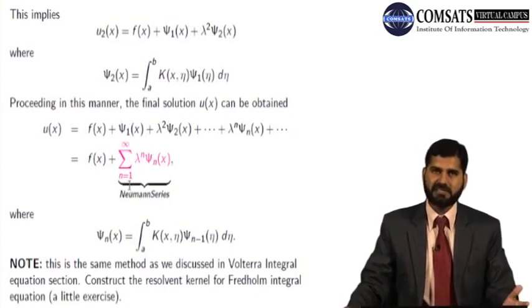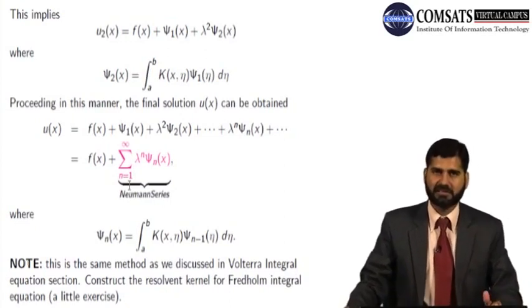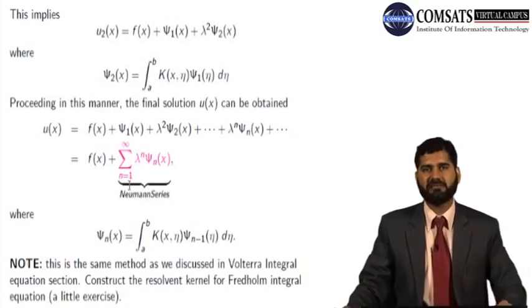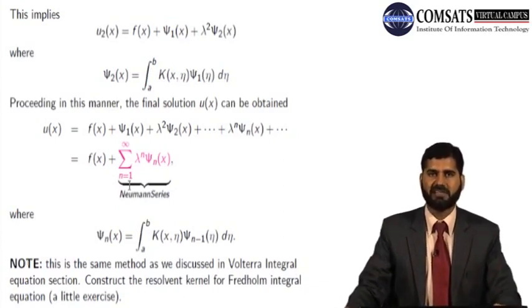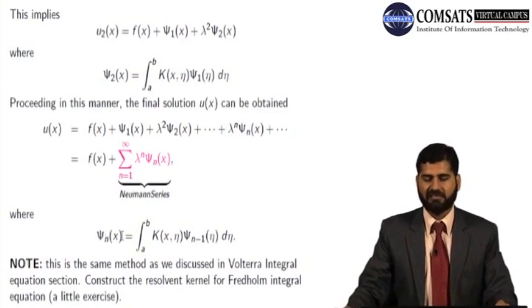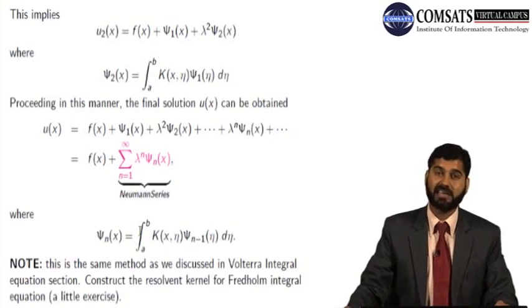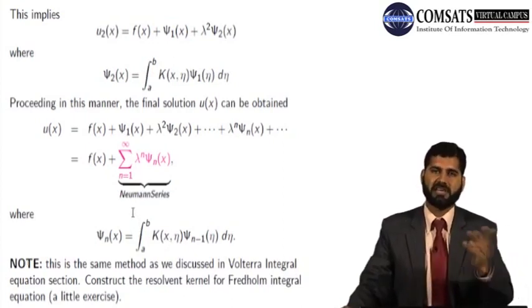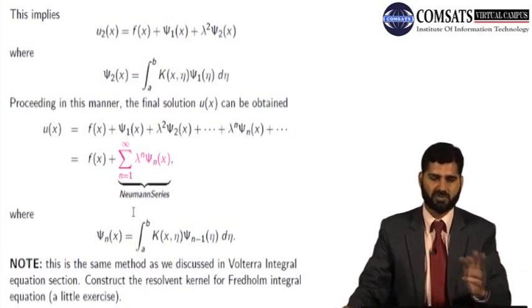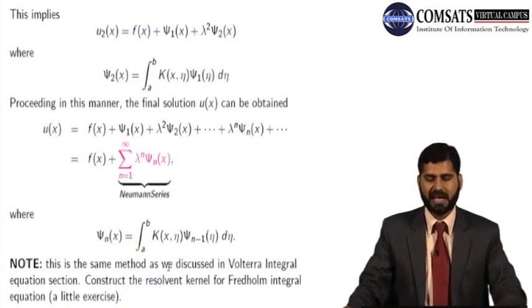It's an infinite series, but it's a special series coming from the kernels and f of x. That's why Neumann basically gave that series, so we call this the Neumann series, where psi n of x is coming from the kernels. And they are coming successively from the previous ones. Psi1 gives you psi2, psi2 gives you psi3, and so on. This is the same method as we discussed in the Volterra integral equation.